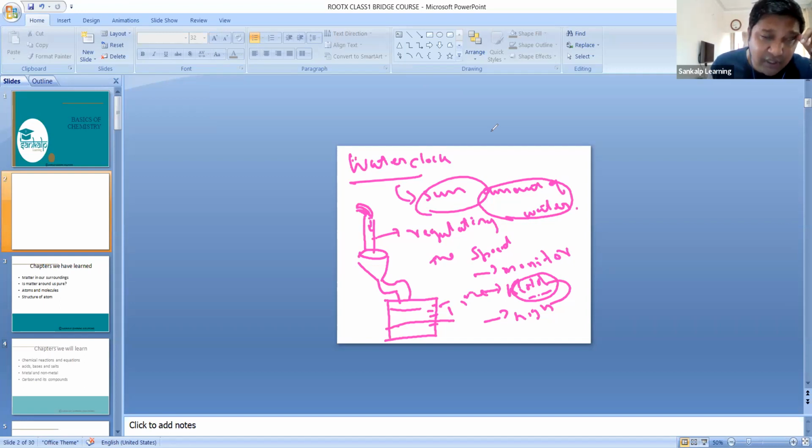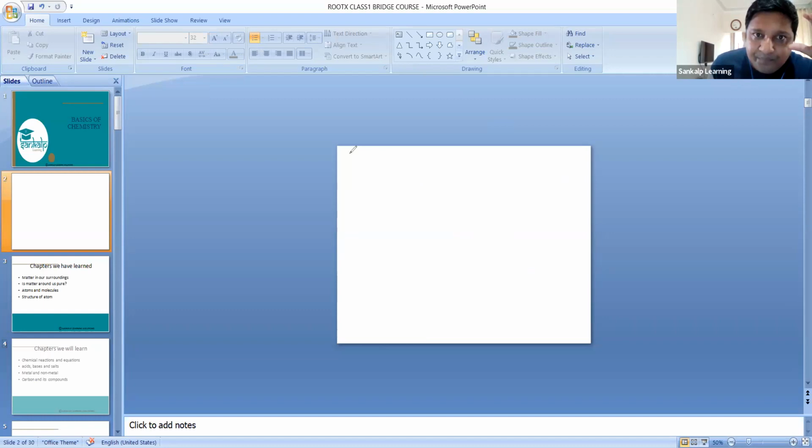Especially, have you come across the cartoon Aladdin in your childhood days? In Aladdin, most of the shooting is taking place in the desert, and in that cartoon you might have come across the sand clock. So this is a very easy technique to measure the time. Okay, so next is the sand clock.